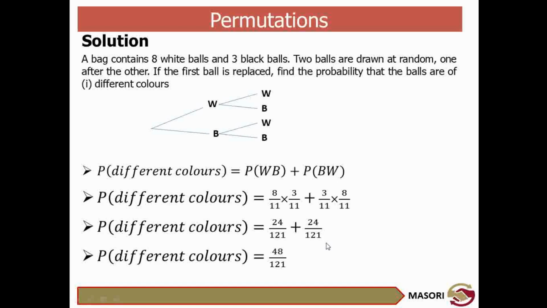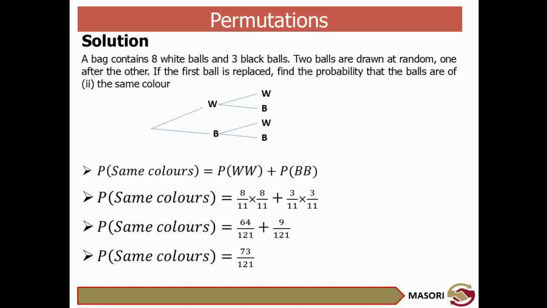Let's look at the second question, where we need to find the probability that the balls are of the same color. If the balls are of the same color, then we note that if the first ball is white, the second one must also be white. If the first ball is black, the second one must also be black. Therefore, we are following this route, white, white, and black, black. So the probability that the balls are of the same color will be probability that first is white times probability that second is white, plus probability that first is black times probability that second is black.